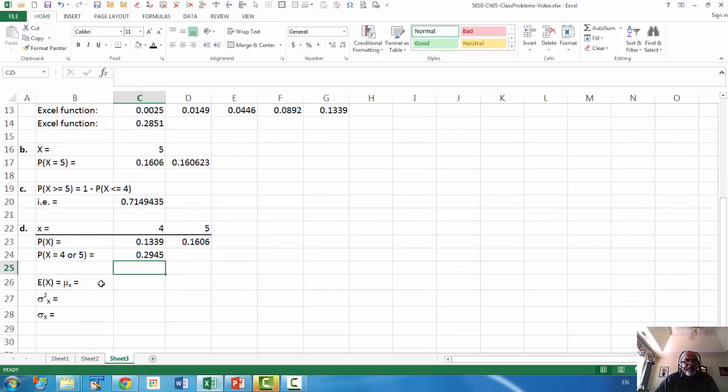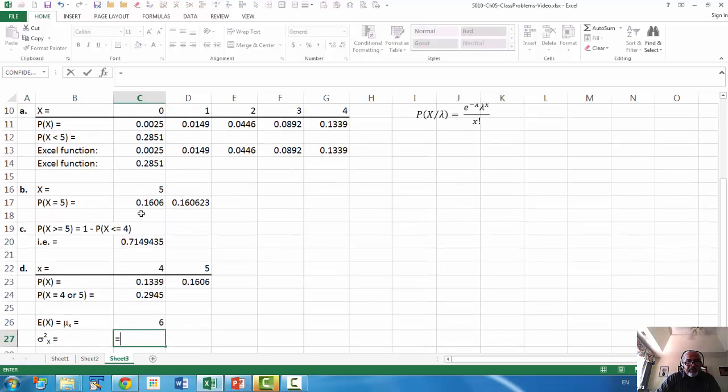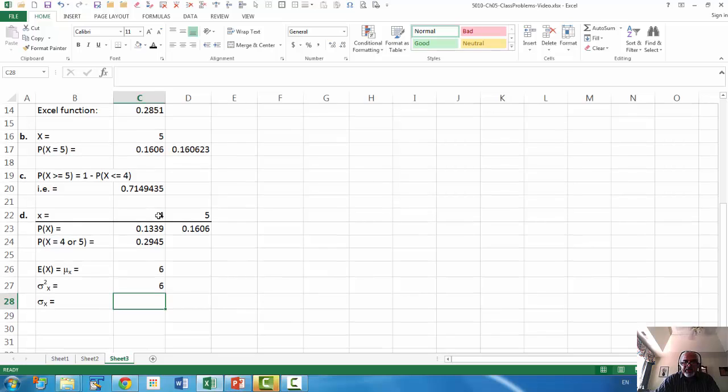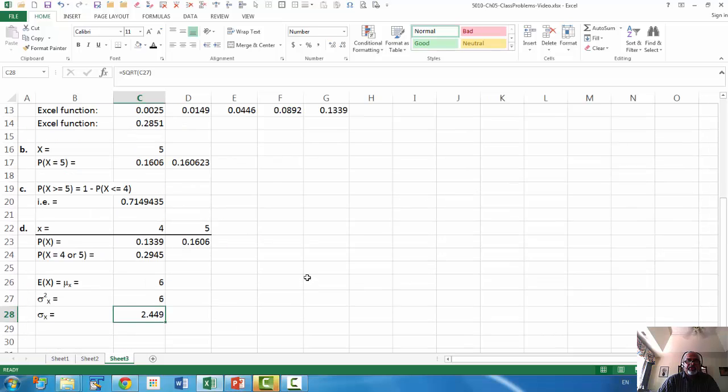If you want the expected value and variance, well, expected value is lambda itself. Variance is also lambda. And the standard deviation is, of course, the square root of the variance. So this is the Poisson distribution. You should be able to use both the formula as well as the Excel function to compute these probabilities.